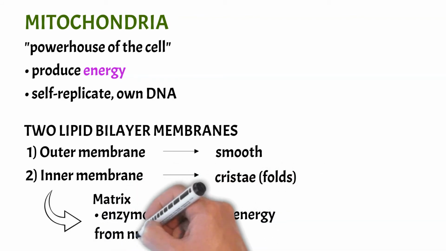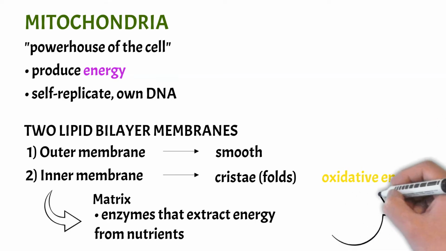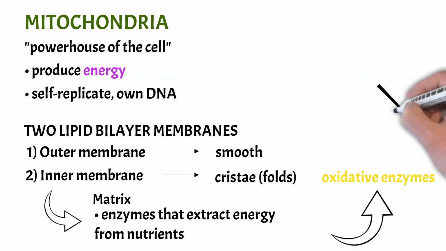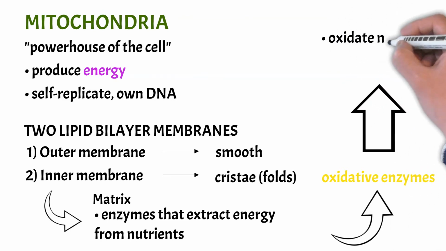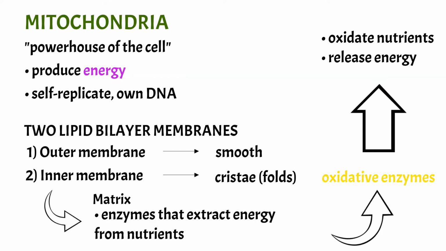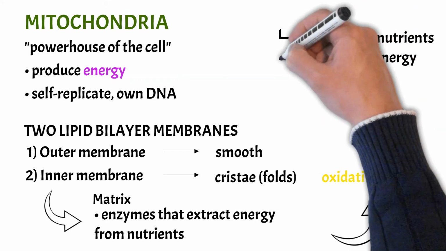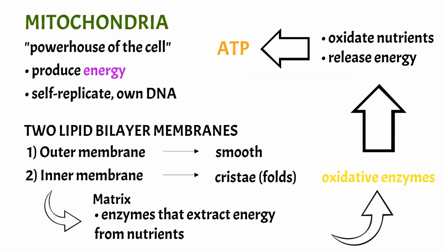from nutrients. The folds in the inner membrane, the cristae, contain oxidative enzymes. The enzymes in the matrix cooperate with these oxidative enzymes, and they do two things. They oxidate nutrients and at the same time release energy. And the energy is used to synthesize adenosine triphosphate, the molecule that fuels many cellular activities.